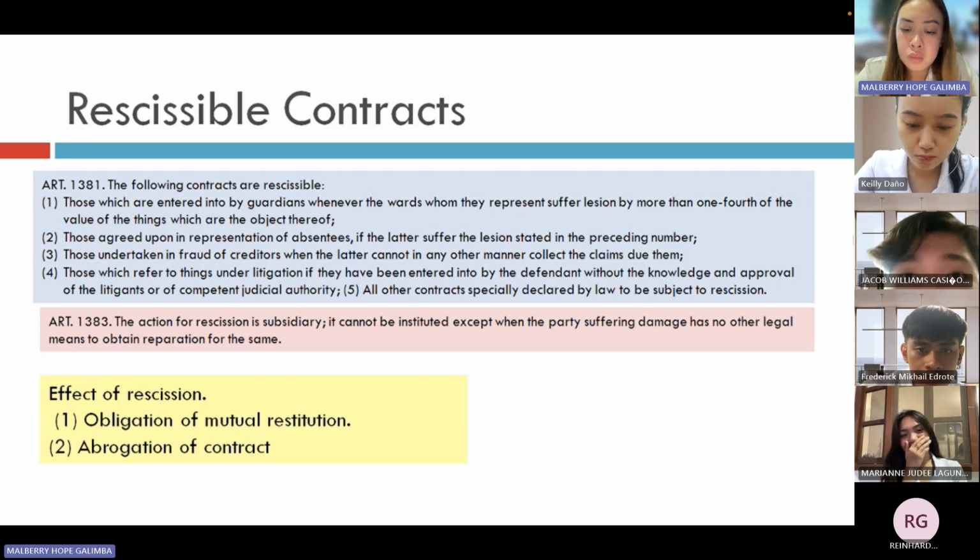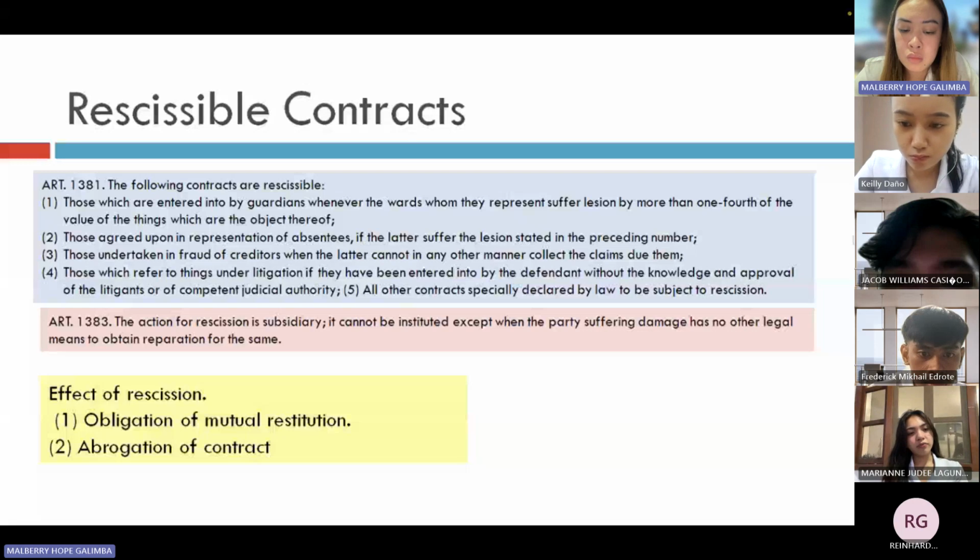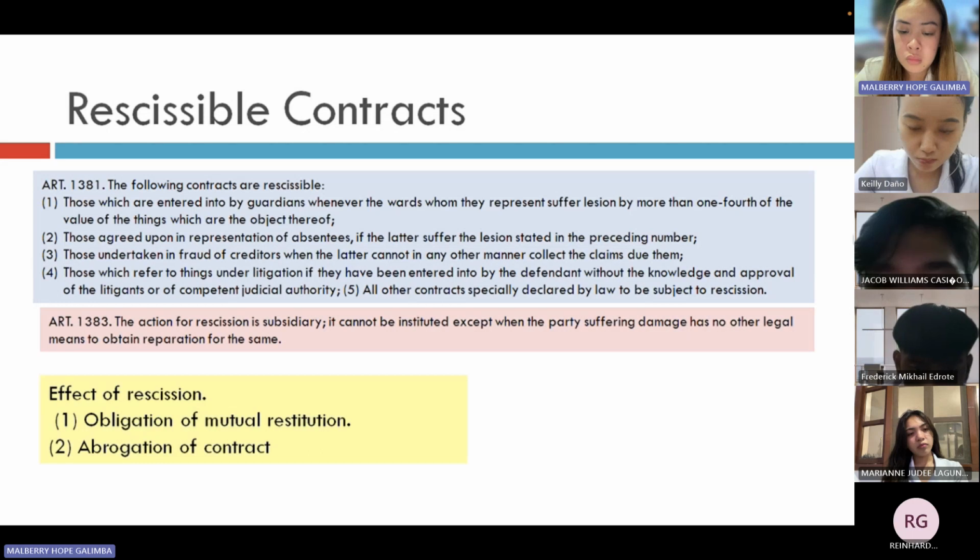Article 1383 is just a reiteration of what I have discussed earlier, that the action for rescission is merely subsidiary. It is a subsidiary remedy. Meaning if there is no other legal remedy available to the party, then he can pursue an action for cancellation or action for rescission. Because as I said, cancellation is frowned upon. What is really preferred is to enforce whatever is in the contract. Cancellation is the last resort, the last remedy available to the party.